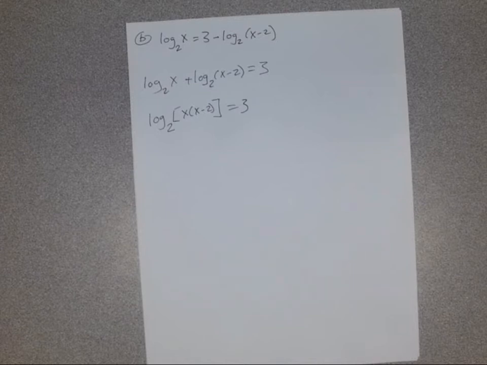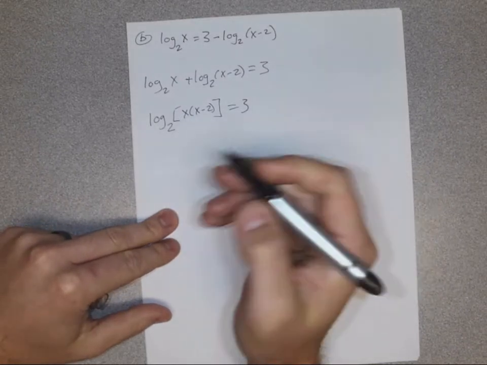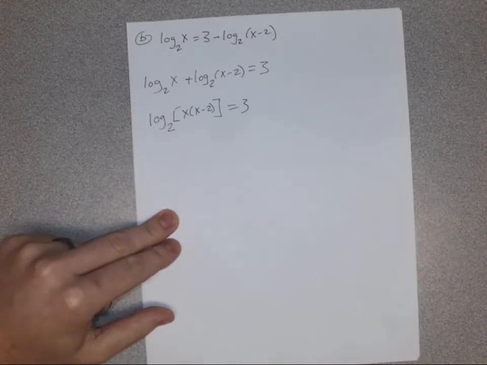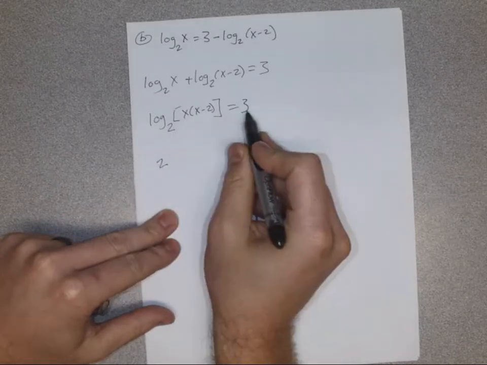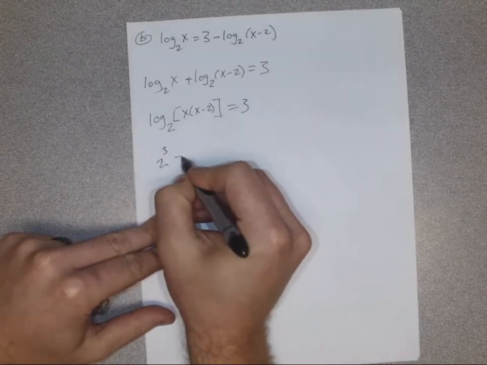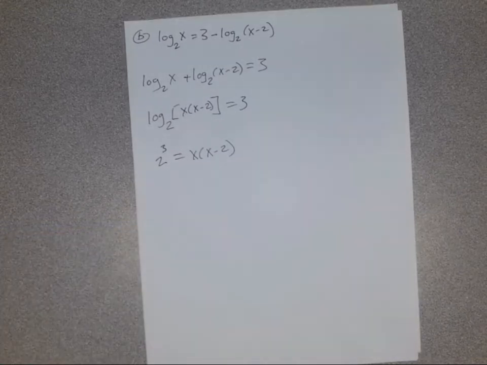Now you have to ask yourself, what form am I in now? What did I just accomplish? I'm in logarithmic form. So I know now if I'm in log form, I can convert to exponential, and usually out will pop my answer. And vice versa. If you're in exponential, sometimes you convert to log and out will pop your answer. So here I have a base of 2, an exponent of 3, and that's equal to what's left over, x times x minus 2.